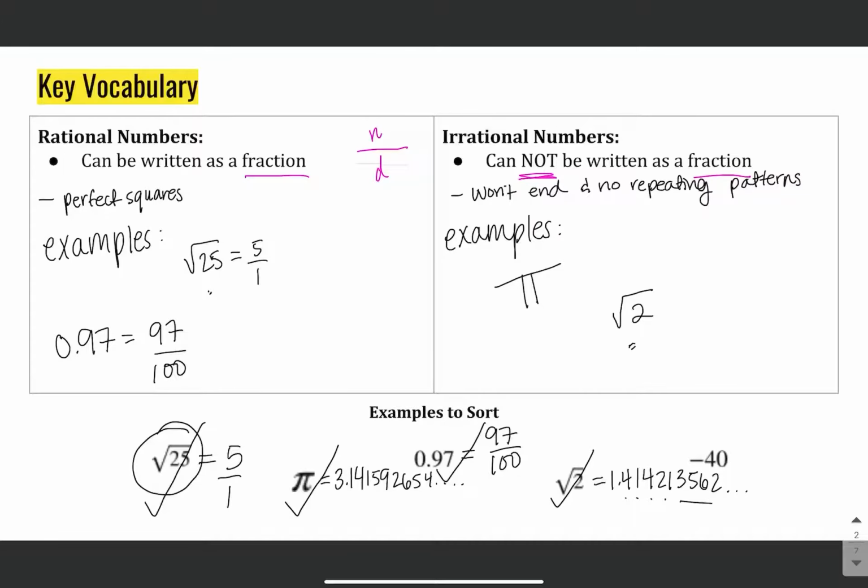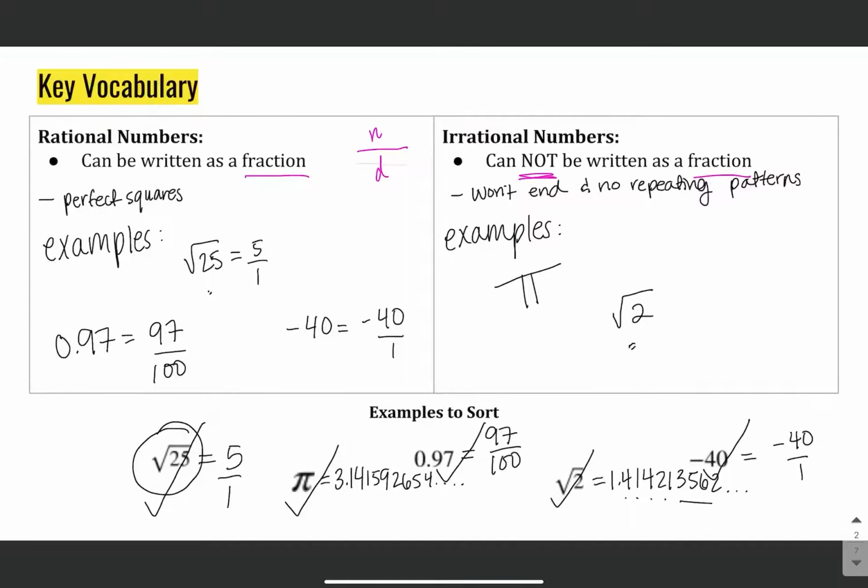So let's look at the final one. We've got negative 40 here. How could I write negative 40 as a fraction? Oh, yeah, for sure. I can just put it over 1. So that means that negative 40 is a rational number. Again, that's because I can take negative 40 and divide it by 1 in order to make it a fraction. Hopefully that couple of examples helps you know what is a rational number and what is an irrational number. Again, we need to be able to create a fraction. If we cannot create a fraction, it's an irrational number.